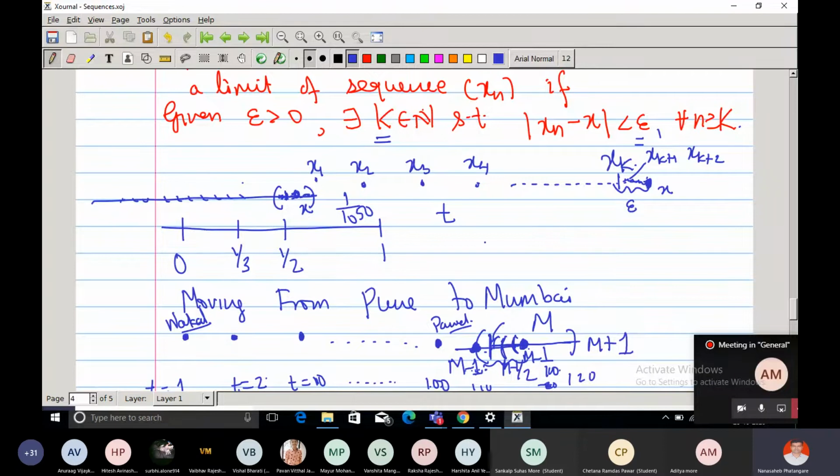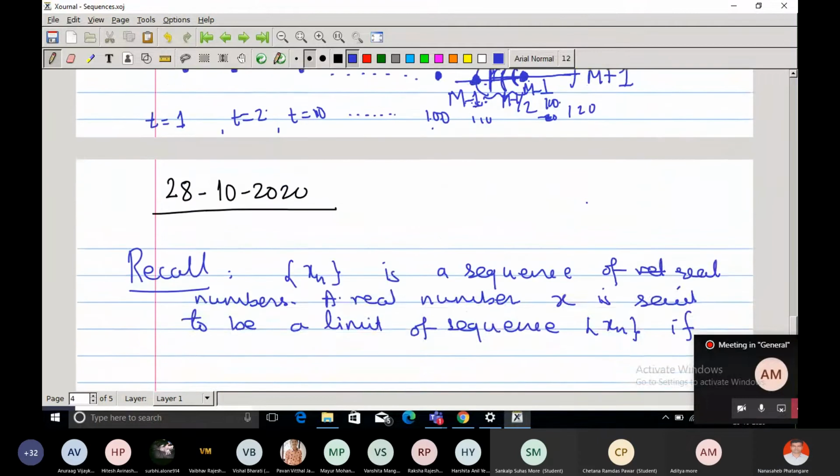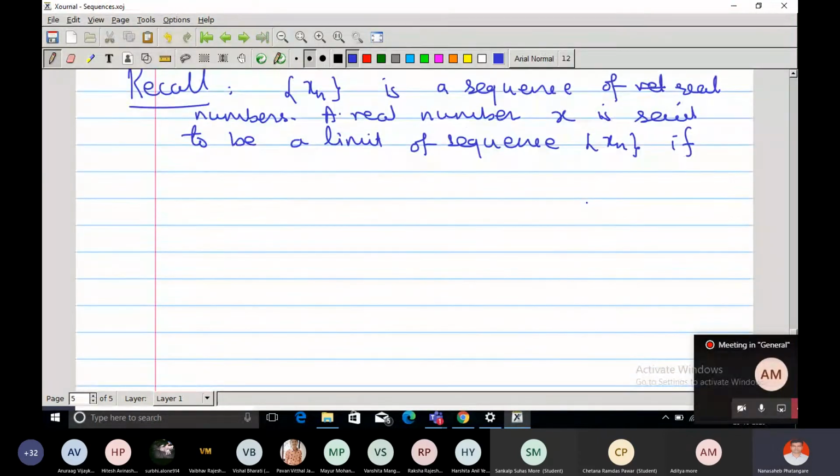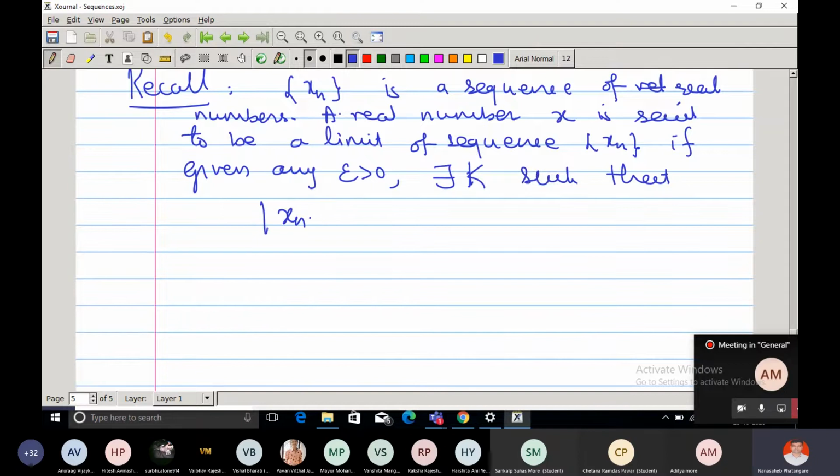So the same thing is for a sequence. Given any epsilon distance from x, whatever epsilon you take, every time you can produce the kth term. After that, all terms are within this distance. So if, given any distance epsilon, we can produce k such that the distance of the terms from x is less than epsilon after the kth term.